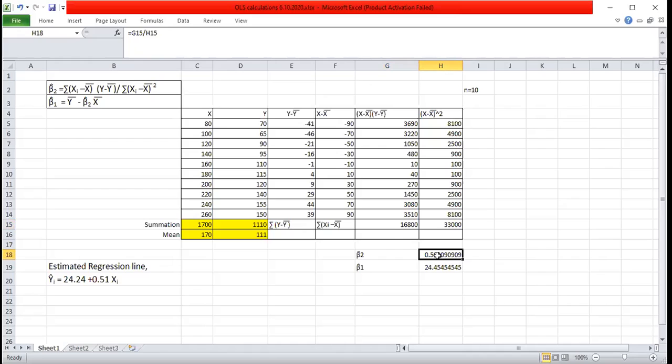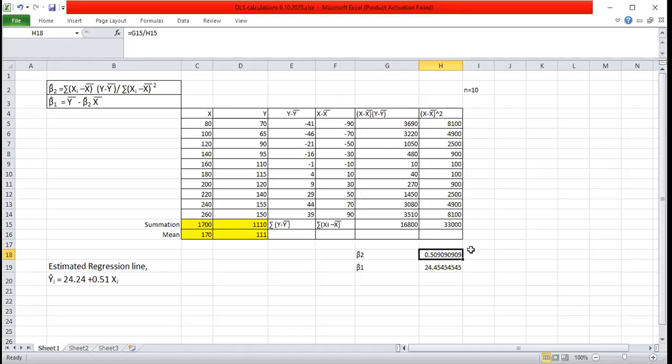Beta 2 hat is G15 by H15. G15 is 16,800. H15 is 33,000. So 16,000 divided by 33,000, you got something like 0.509.